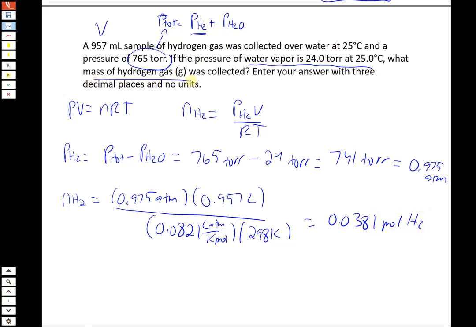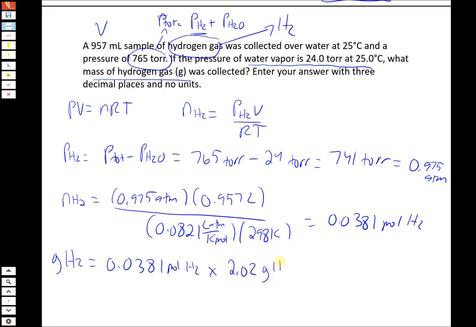Now, if you remember, the formula wasn't given here, but the standard state for hydrogen gas is not H, it's H2. So if we want to find the grams of hydrogen, we have to remember that the formula is H2. So we're going to take the number of moles, which is 0.0381 that we just found, and multiply that by the molar mass of H2, which is 2.02, 2 times the atomic mass of hydrogen. Another possible mistake in this problem was forgetting that hydrogen is actually H2, not just H. So we multiply by 2.02 grams per mole, and we should get a mass of 0.0770 grams.